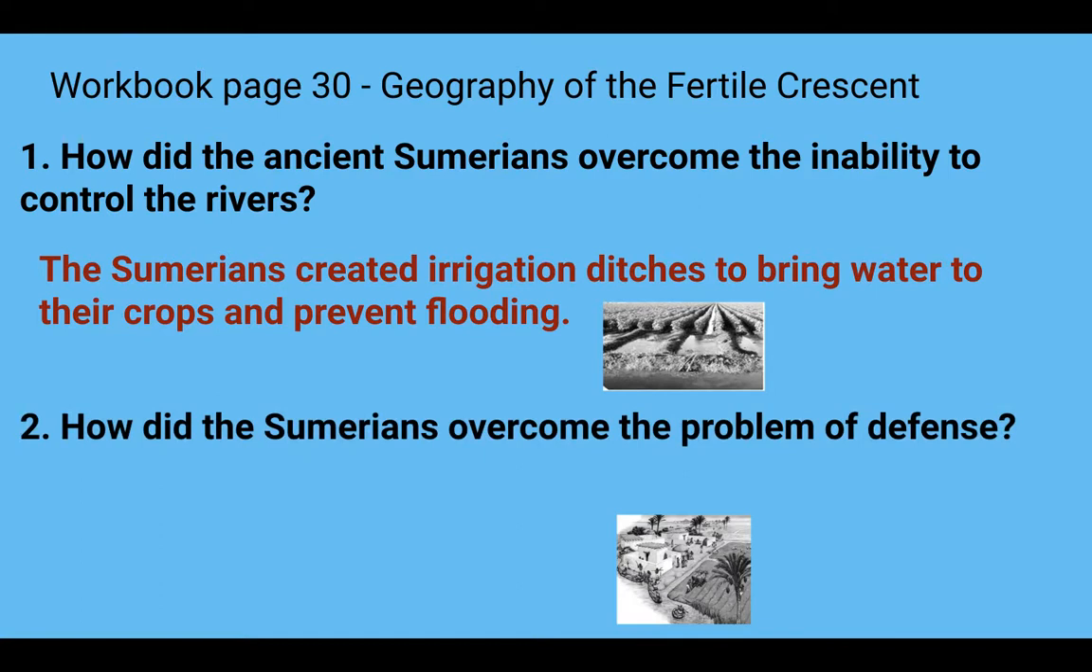Okay, question number 2. How did the Sumerians overcome the problem of defense? We said that it was hard to defend their cities because they didn't have a lot of trees or anything to build walls. So how did they overcome that problem? I want you to stop the video, answer the question, and press play to review.